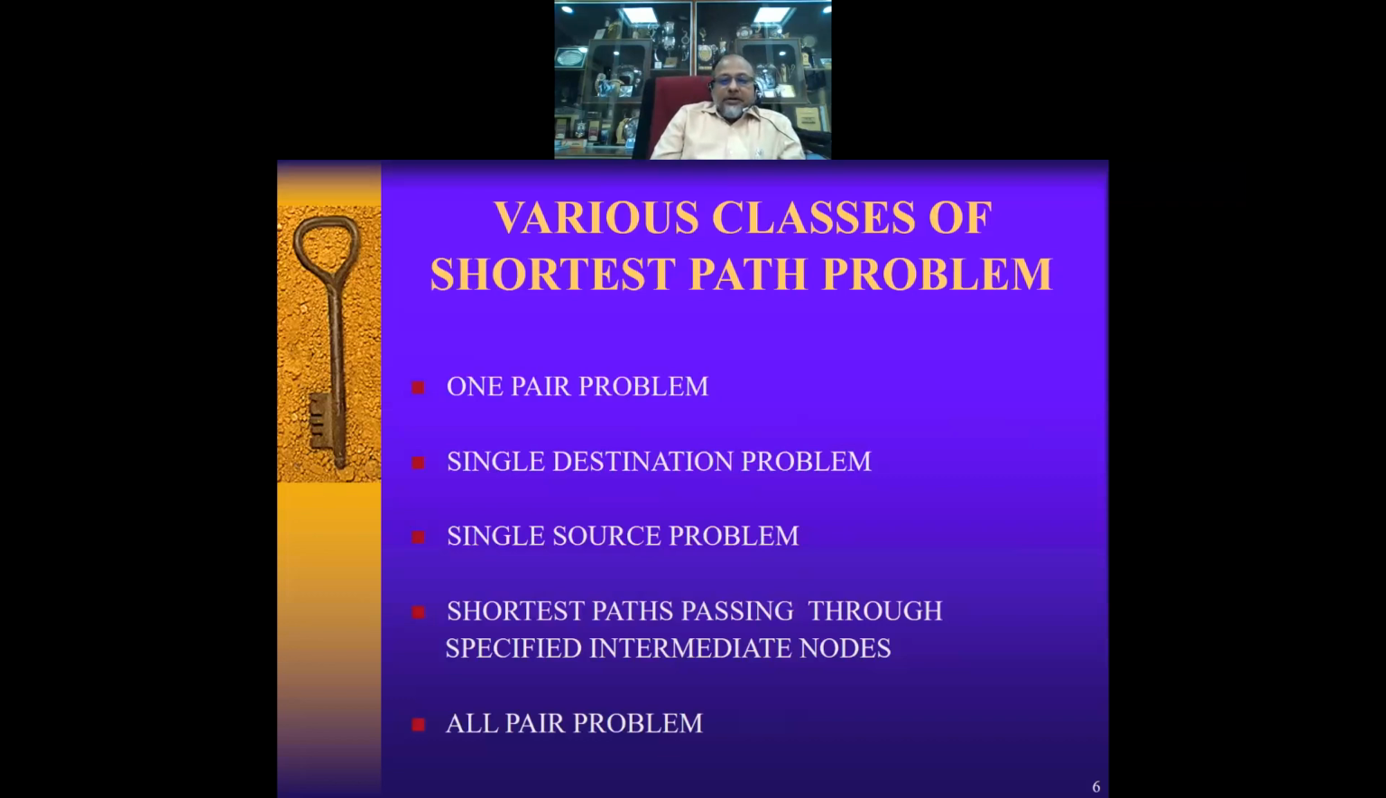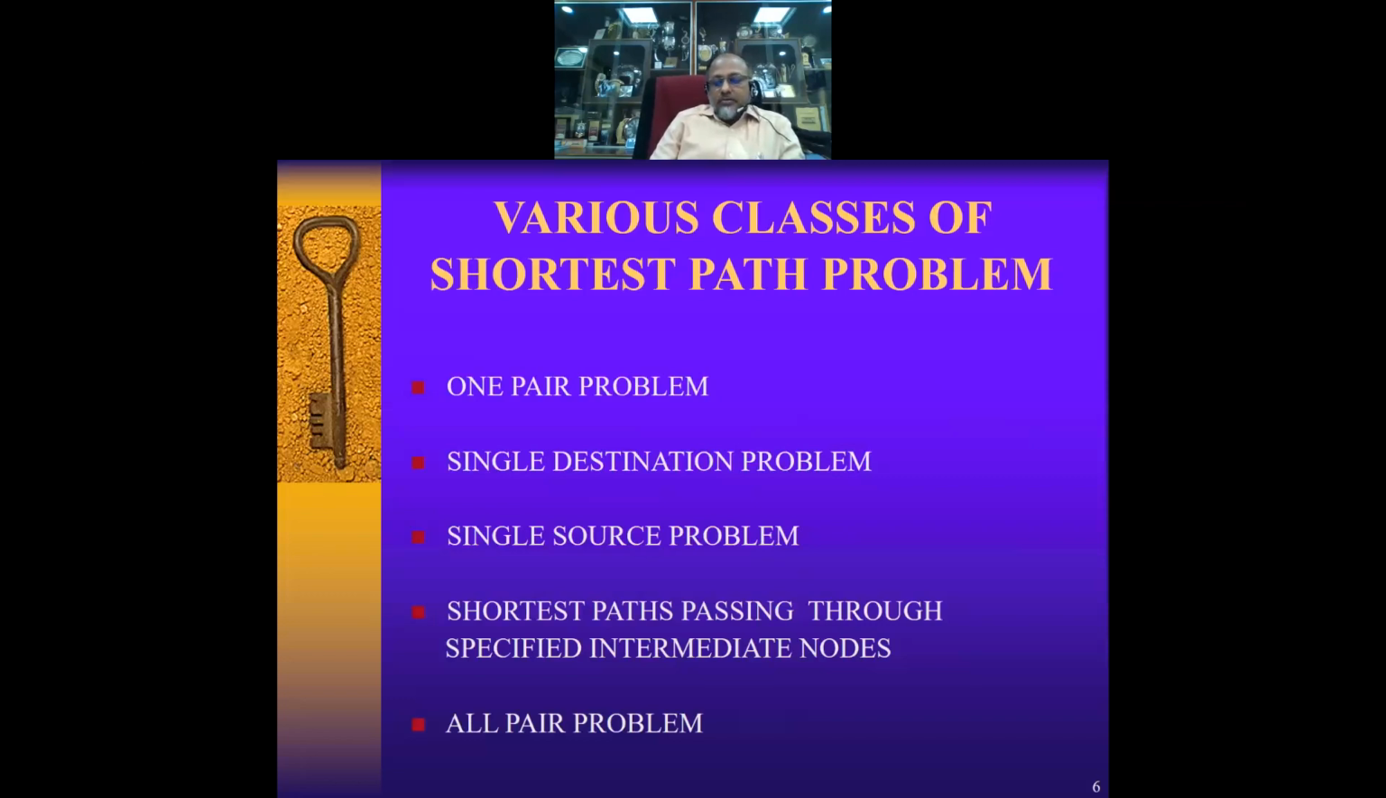Similarly, the shortest path passing through specified intermediate nodes. What does it mean? Suppose I want to move from Chennai to Delhi via a particular place, for example Hyderabad or Mumbai. I want to find the shortest path from a particular city A to C passing through the city B. This is called the shortest path problem passing through specified intermediate nodes. It may be one or more intermediate nodes.